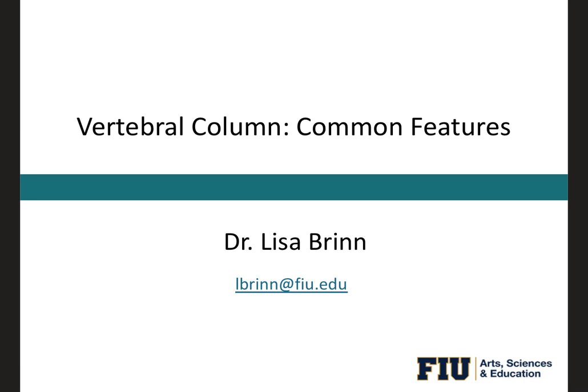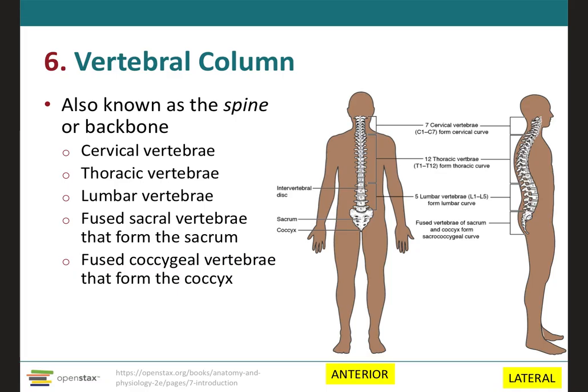Everyone. Here we're going to be covering the vertebral column, more specifically the common features that all the different types of vertebrae have. The vertebral column, which can also be called the spine, the backbone, or the spinal column, will form this inner cavity that will house the spinal cord and protect it. Not only that, but it also supports the head and serves as a point of attachment for the ribs, the pelvic girdle, and muscles of the back and upper limbs.